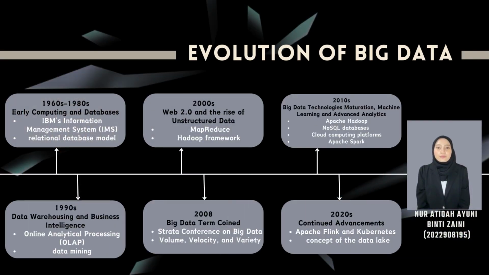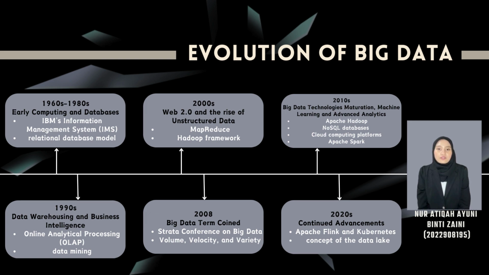The history of big data can be traced back to the early days of computing, but the concept gained prominence and evolved significantly in recent decades. In the early days of computing, which is the 1960s to 1980s, data storage and processing were limited by the capacity of mainframe computers. Databases such as IBM's Information Management System and the relational database model introduced by Edgar F. Codd in 1970 laid the groundwork for structured data management.